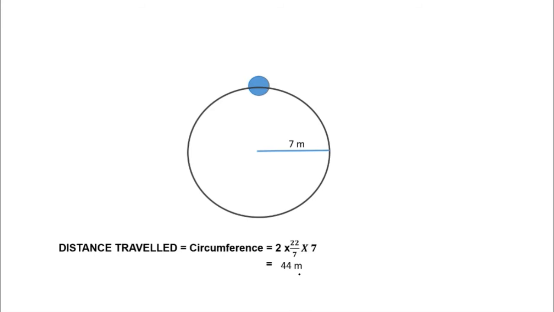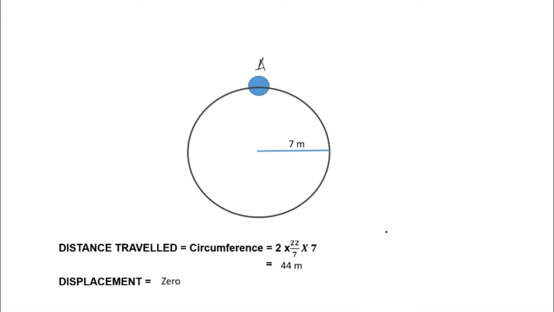So the distance traveled is 44 meter. What about the displacement? The displacement is 0. Why 0? Because the object has started from position A and then it comes back to position A. So the shortest distance between the initial and final position will be 0.